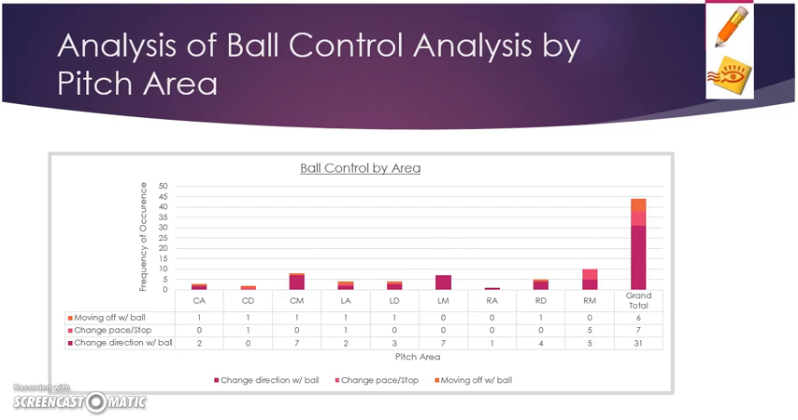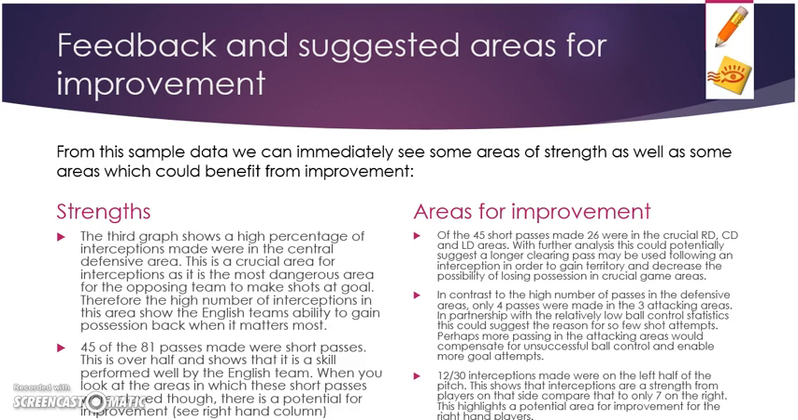Analysis of ball control by area. So we can see obviously types of ball control. Changing direction with the ball was the most common in this category, with 31 occurrences, and also very interesting again to see the areas in which this was performed, mostly in the midfielder areas for that skill.